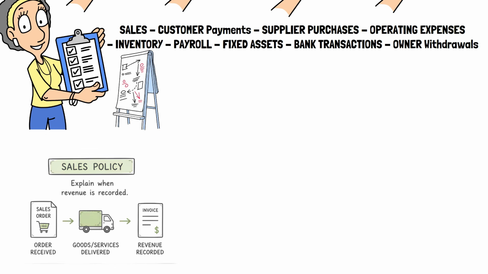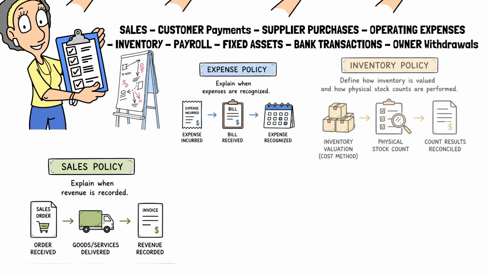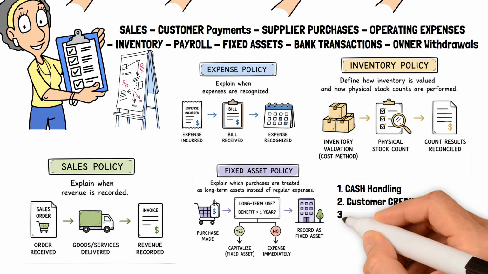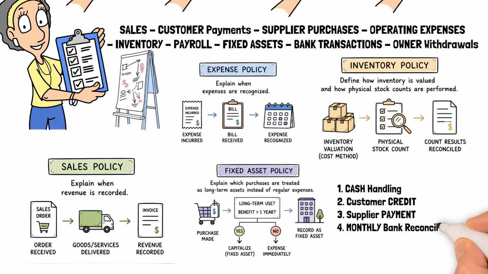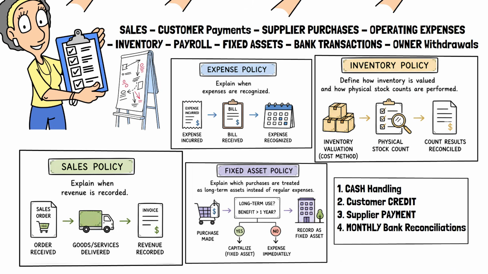For example, your sales policy should explain when revenue is recorded. Your expense policy should explain when expenses are recognized. Your inventory policy should define how inventory is valued and how physical stock counts are performed. Your fixed asset policy should explain which purchases are treated as long-term assets instead of regular expenses. You should also create policies for cash handling, customer credit, supplier payments, and monthly bank reconciliations. Even if your business only has a few employees today, these policies become increasingly valuable as your company grows.